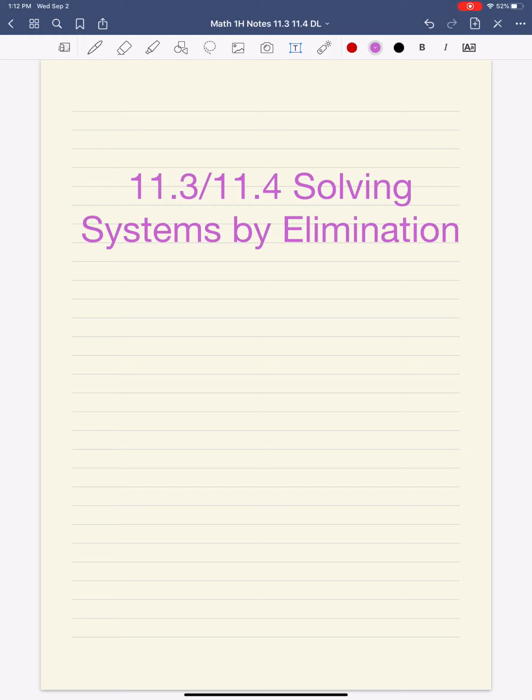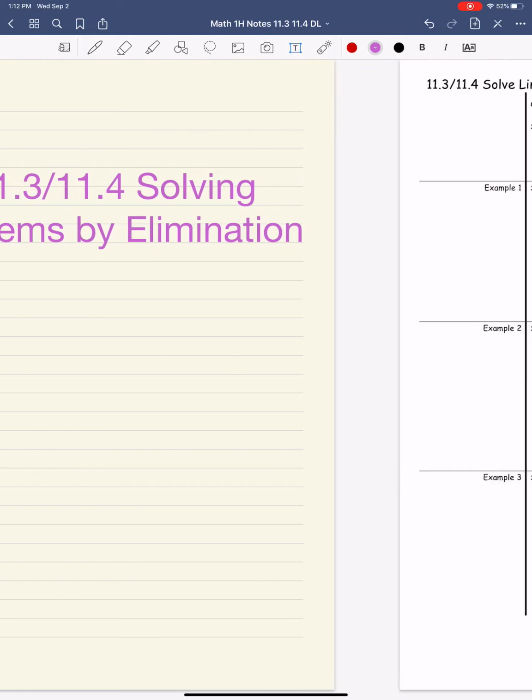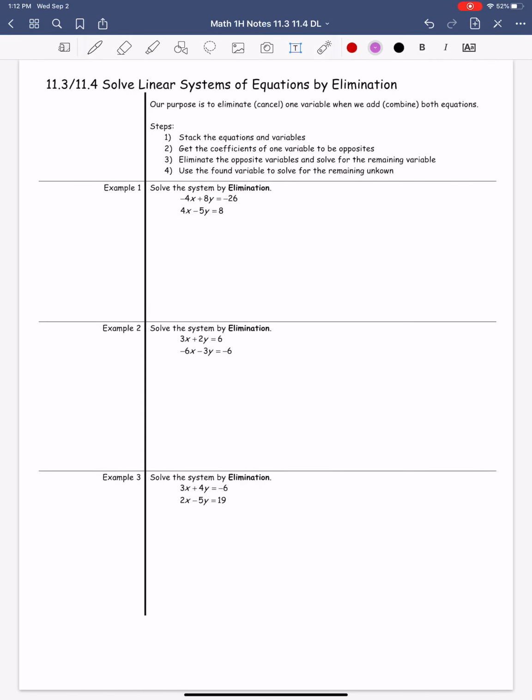All right, we're going to jump into lesson 11.3/11.4, which is going to be on solving systems by elimination. We've already looked at two methods to solve these systems of equations: solving by graphing and solving by substitution. And this is another method that you can use, right? All of them will get you the same answers, but some of the times it's easier to use one than it is to use others. So you want to have them all in your toolbox.